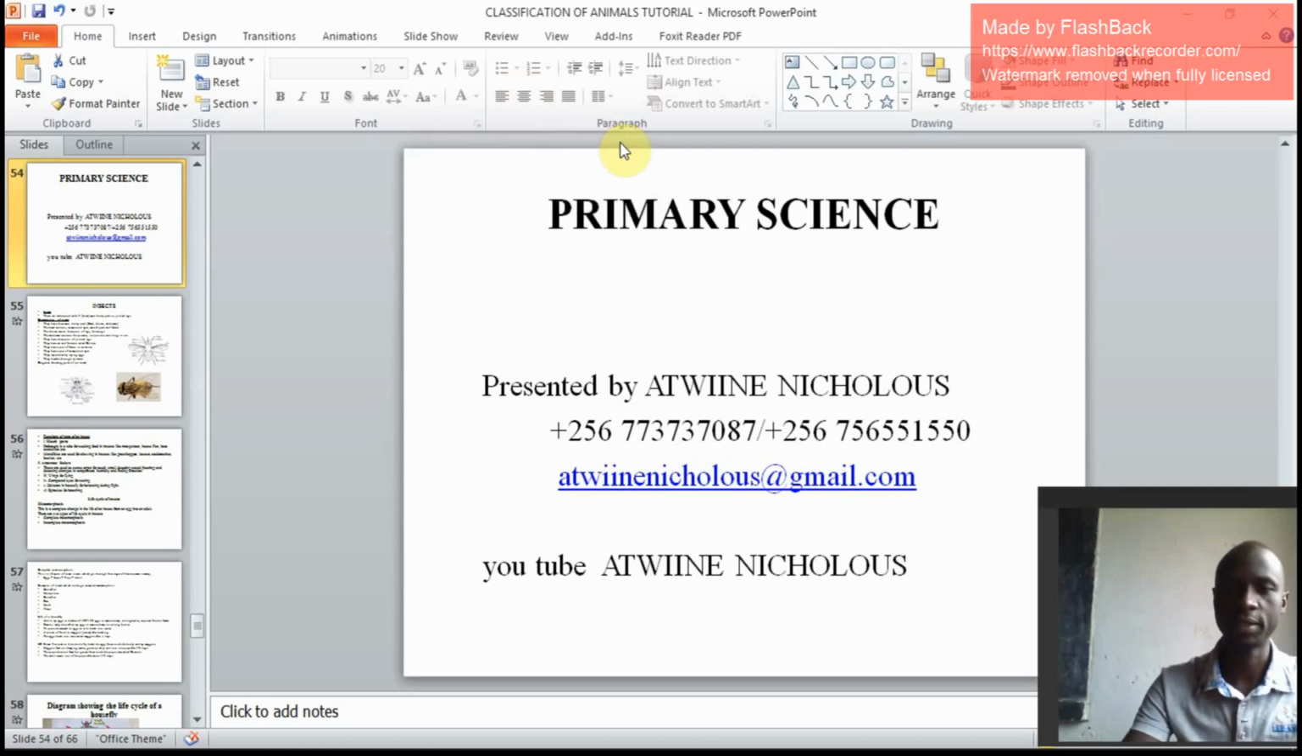Interestingly, Nicholas is back to handle invertebrates. Particularly, we are actually going to look at insects. That's the group we are going to handle. We are going to look at the characteristics of insects.